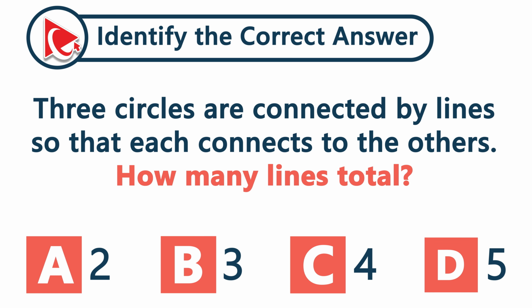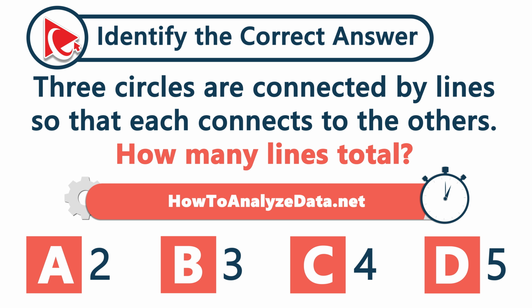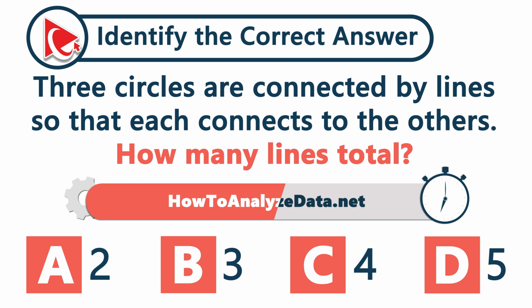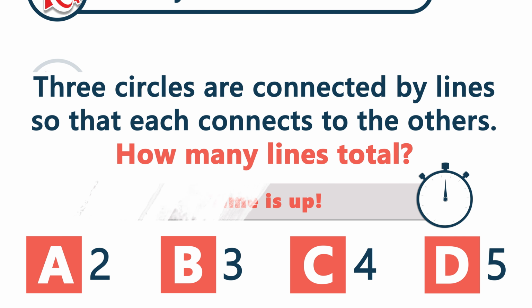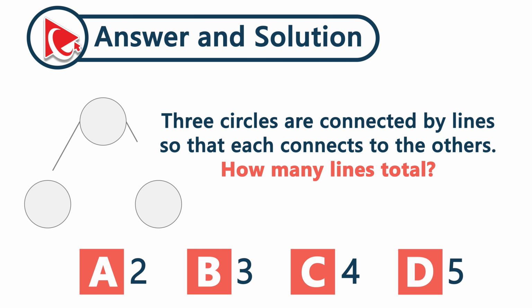3 circles are connected by lines so that each connects to the others. How many lines total? Let's break it down. Start by connecting the first circle to the other 2. That's 2 lines. Now let's move to the second circle. It's already connected to the first, so you just need 1 more line to do the third. That gives us a total of 3 lines, and the correct answer here is choice B, 3 lines.